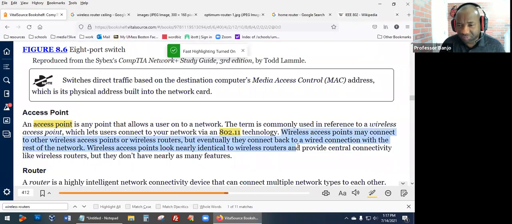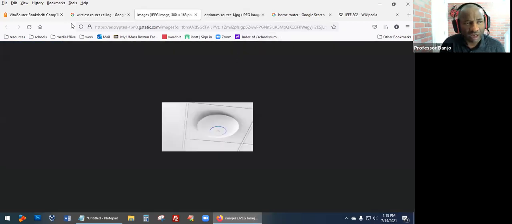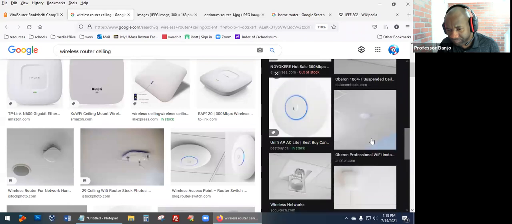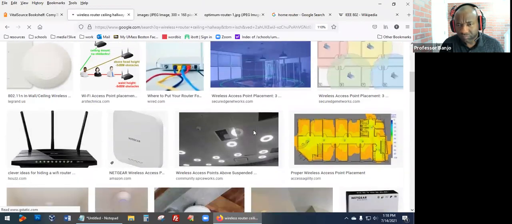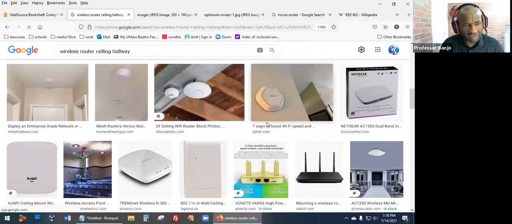All right, so wireless access points, what does it say here, may connect to other wireless access points or routers. In a large building, you're going to have a lot of wireless access points, because just one is not enough to cover the whole building. So you need to have multiple. Sometimes along the hallway, you're going to see quite a few of them. Yeah, so something like this.